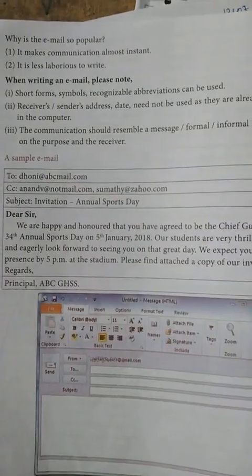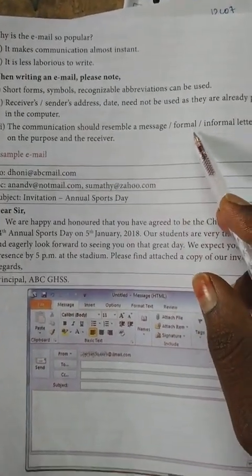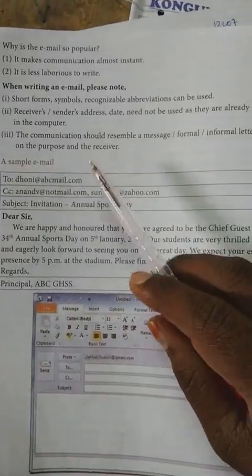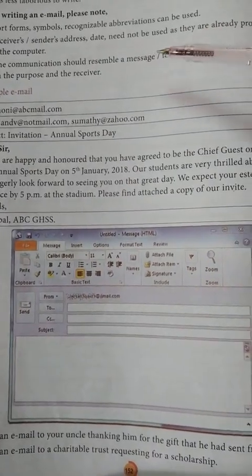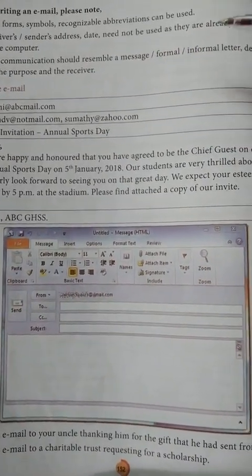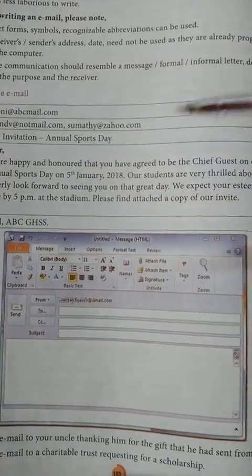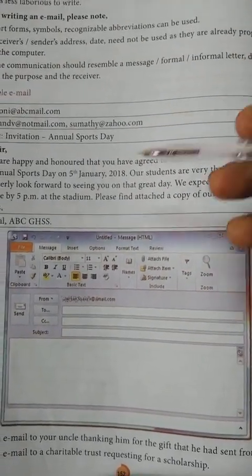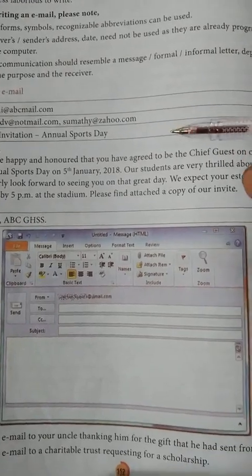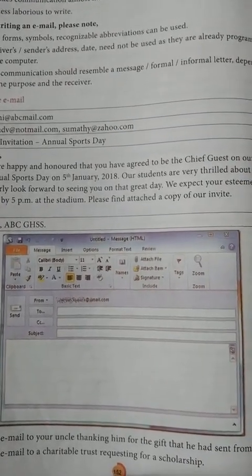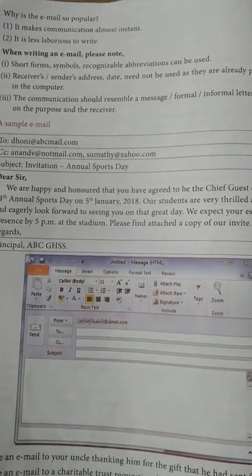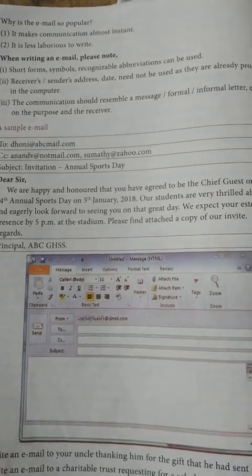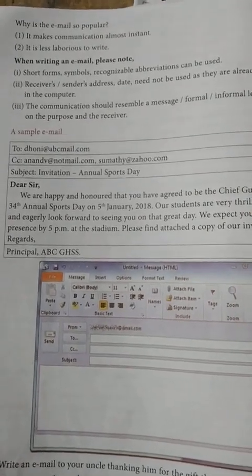The communication should resemble a message, formal or informal, depending on the purpose and the receiver. So an email can be a message or a formal or informal letter, depending upon the purpose. If you're writing for a friend, it can be very informal. Suppose you are applying for a job, it depends upon the purpose you are writing for, the email may change. The content may change.